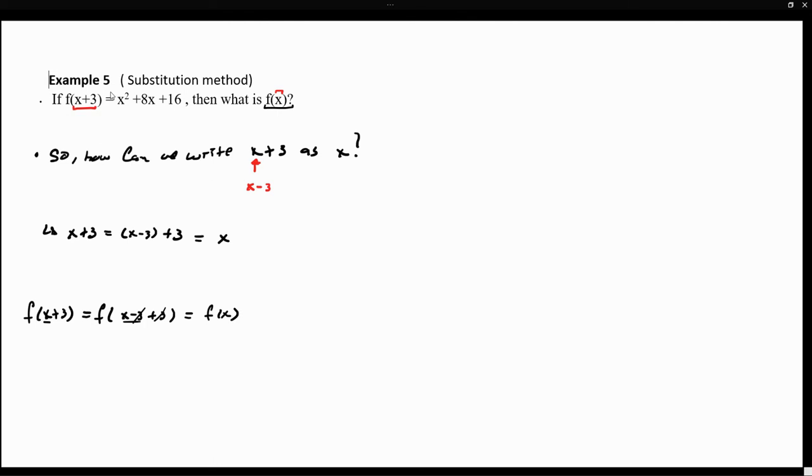So all we have done is that f of x is going to be equivalent to the expression x plus 3, but every time we see an x, we're going to substitute it with the expression x minus 3. So we're going to come back to this function right here, and I know that this is true. Every time we see an x, we substitute it with the expression x minus 3.